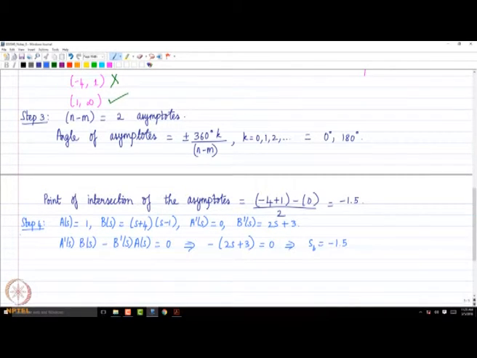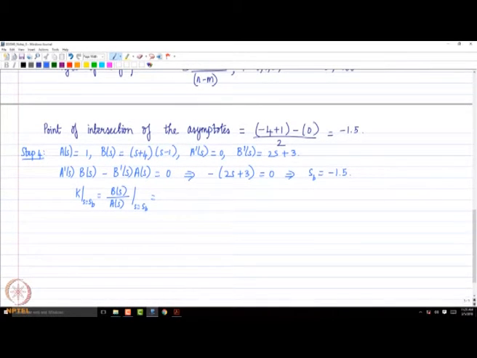Now there is an important difference. As we discussed, if I want to figure out the value of k at s equals s_B, I need to do B of s divided by A of s at s equals s_B. Now can you calculate and tell me what you get?